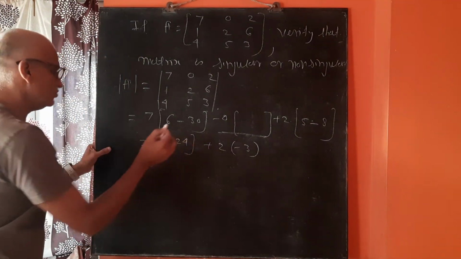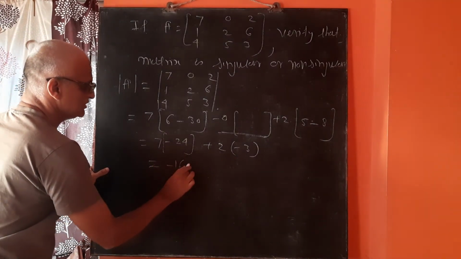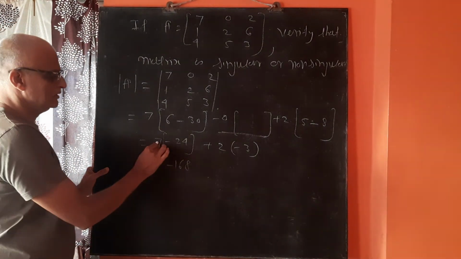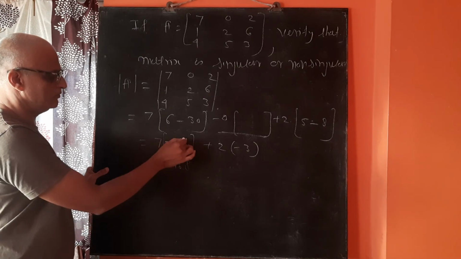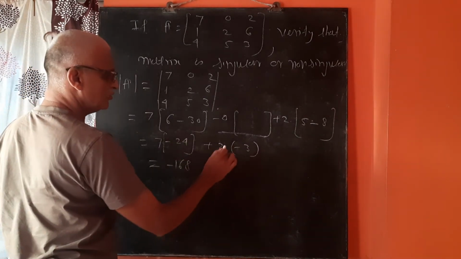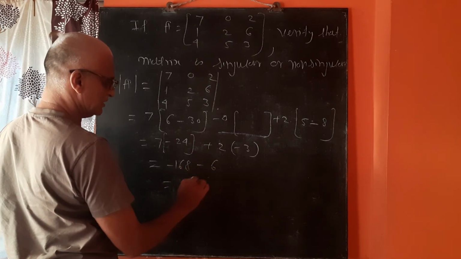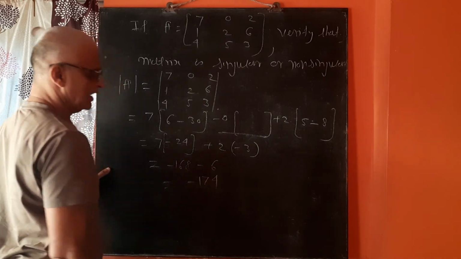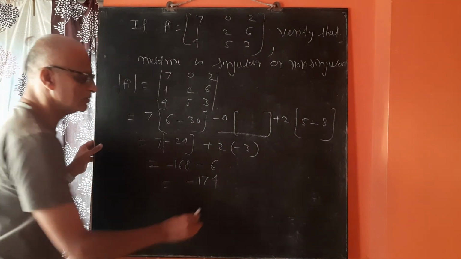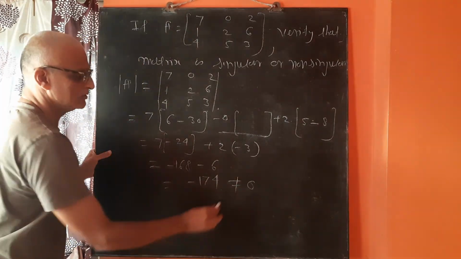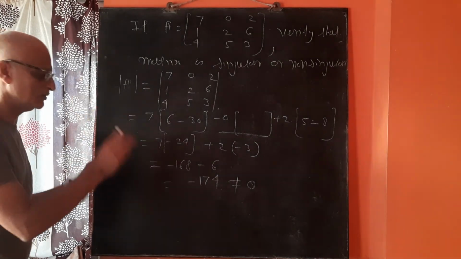Now 7 into minus 24 is equal to minus 168. 2 into minus 3 is minus 6, so minus 168 minus 6 means minus 174. So the value we got is minus 174. Is it 0? It is not equal to 0. Not 0 means the matrix is non-singular.